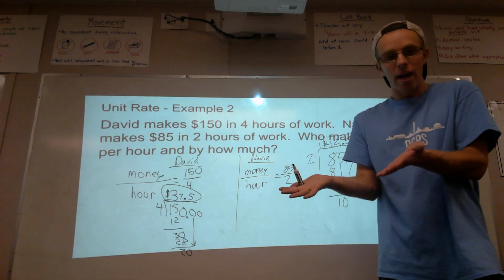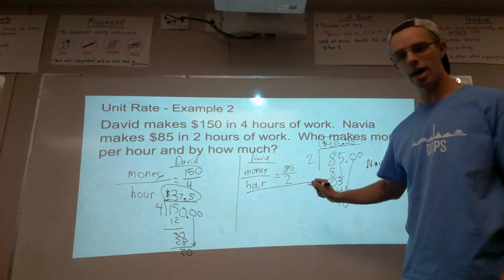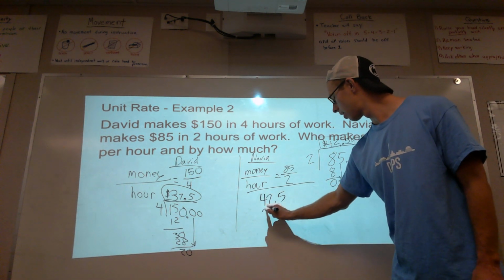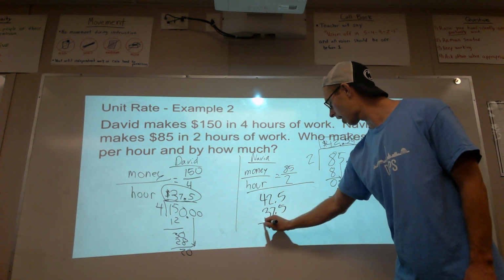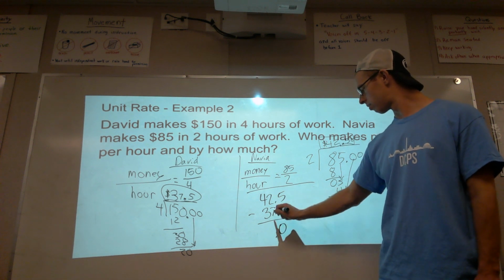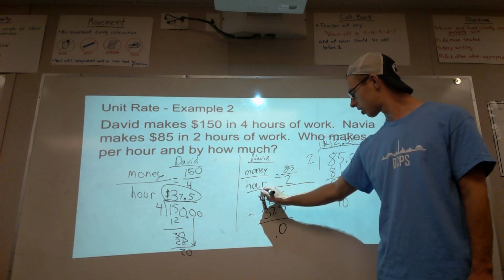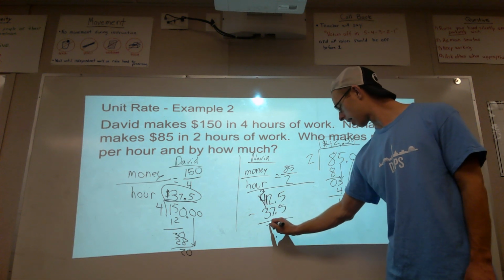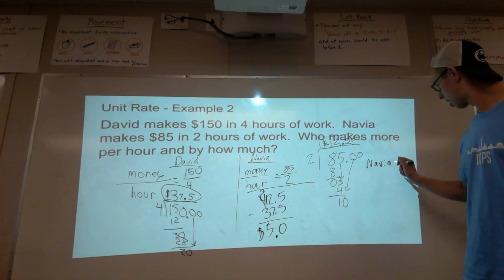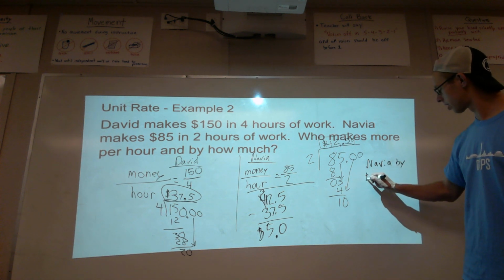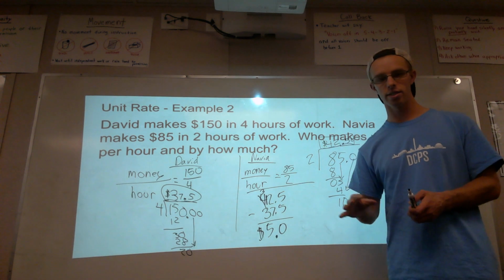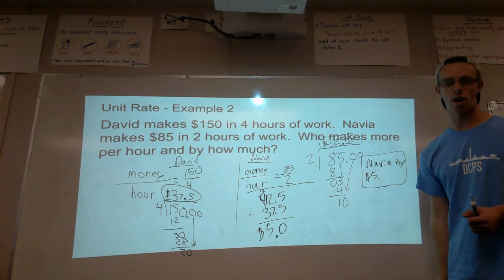And to figure out by how much more, I need to do subtraction. I'm going to do some subtraction right here. She makes 42.5. David makes 37.5. And I'll subtract. 5 minus 5, I get 0. 2 minus 7, I got to borrow. So 12 minus 7, we get 5.0, or $5, right? Navia makes $5 an hour more than David does. So the answer is Navia by $5.